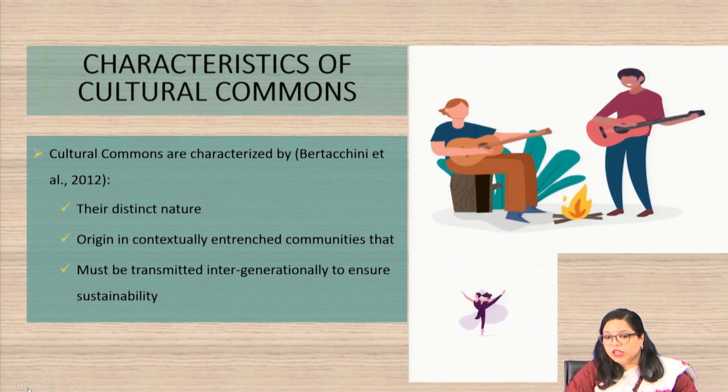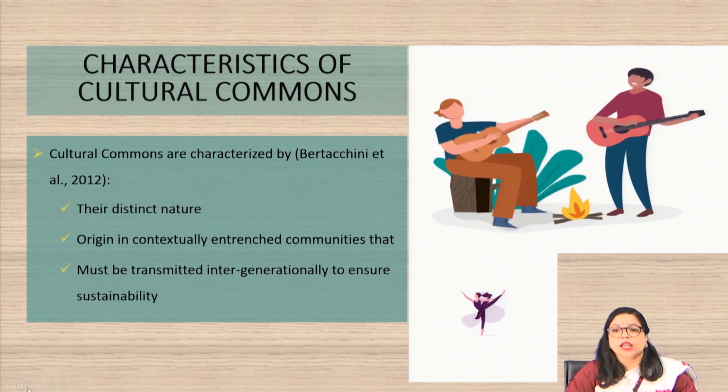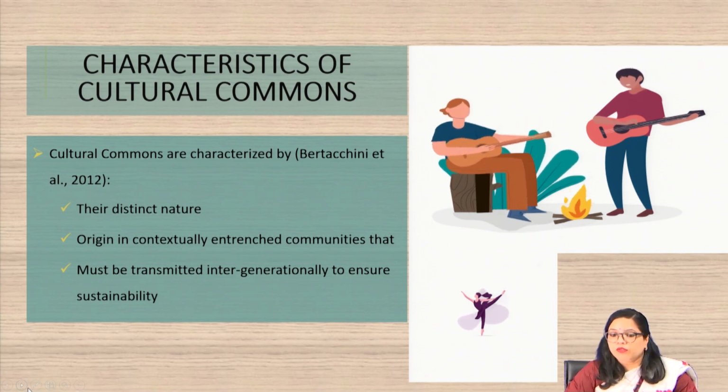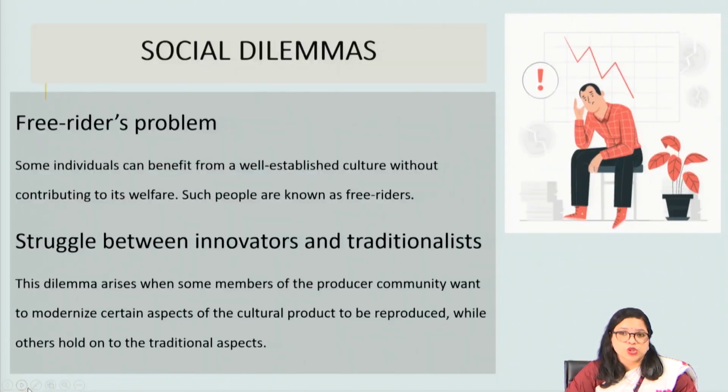Although they are non-rival in nature, they have unlimited carrying capacity. Bertaccini et al. have identified two classes of social dilemmas associated with the management and production. The first dilemma: the users appropriate the resource without giving back to it, leading to the creation of the free riding problem. The second dilemma is an uncertainty in the process of cultural transmission, as the traditionalists and the innovators within the community are unable to reach a consensus on the best course of evolution of the cultural commons or the commons resource.